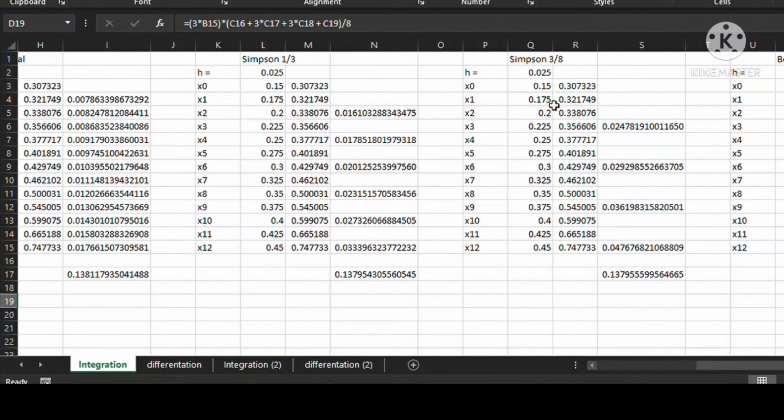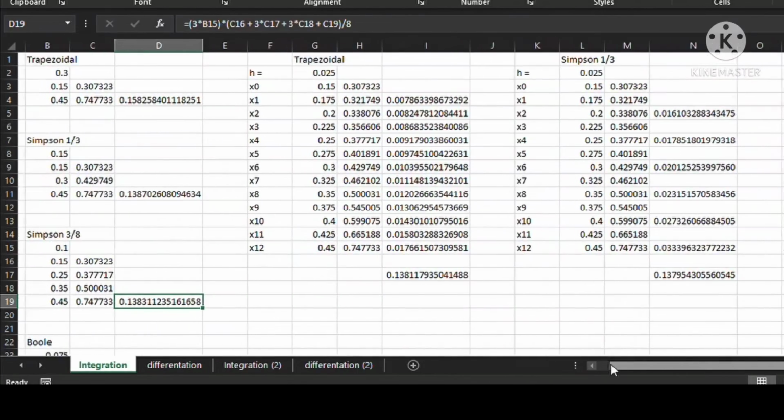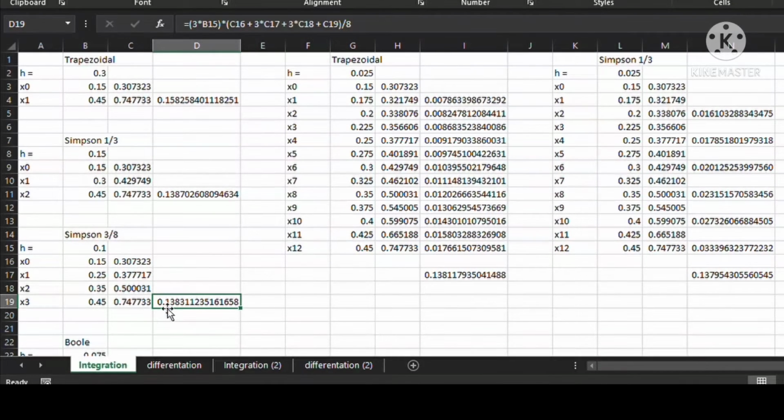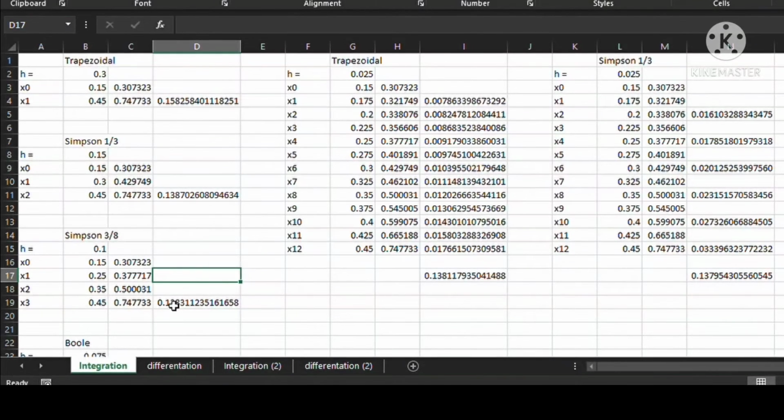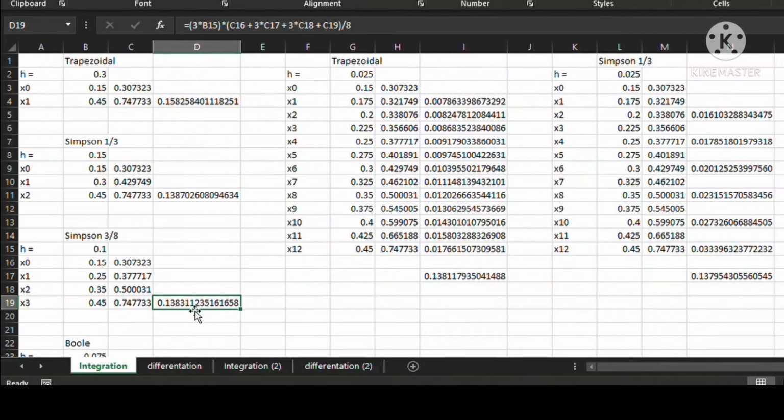But if you have a number of segments, I have an example here. For the 12 iterations, as you can see, the answer we get for Simpson's 3/8 is 0.138. So we will proceed to the C++ program using Visual Studio 2008, testing if we can get the 0.138. So we will proceed in the Visual Studio.